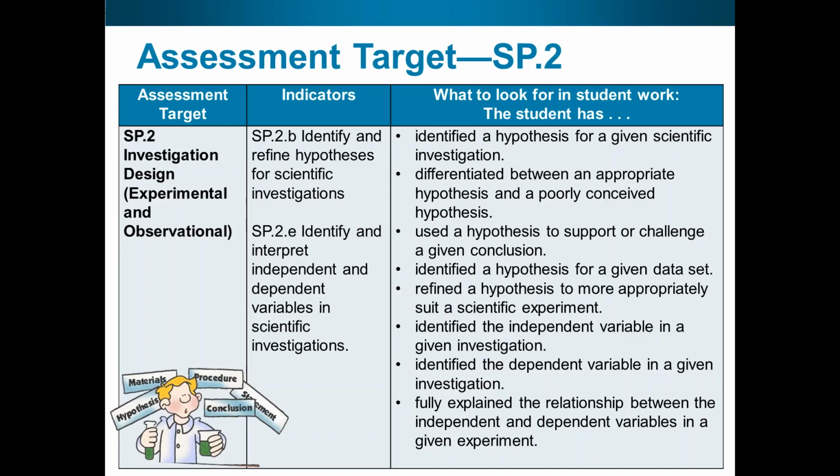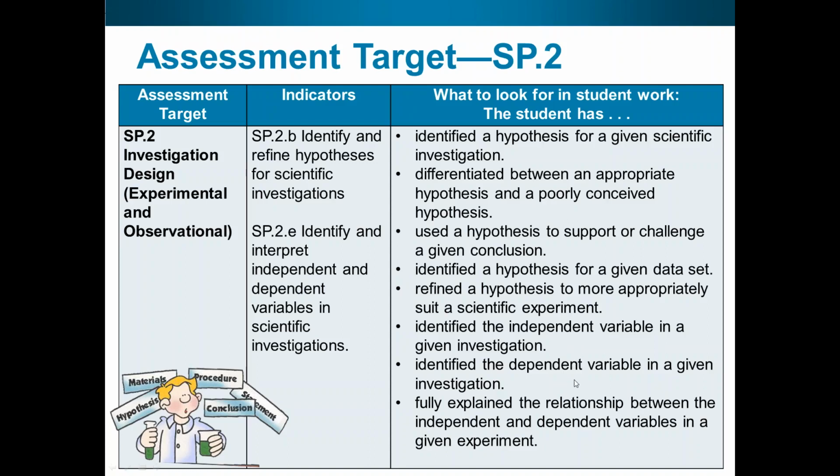What should you see in students' work? That they can identify a hypothesis, that they can differentiate between one that's good and one that's poorly conceived, that they can identify it for a given data set, or maybe they can look at the independent and dependent variable within a given investigation. And even more importantly, can they see the relationship between those variables? So if we take a look at that, that really tells us we need to focus in on what we see as the scientific method.